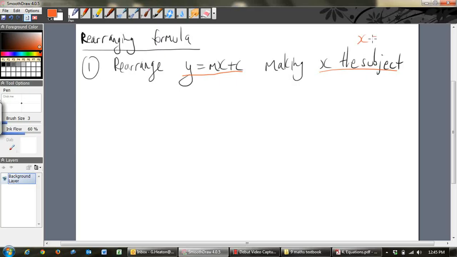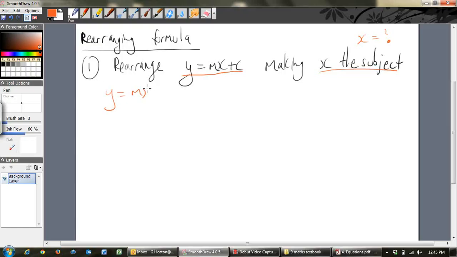We want to know what x is equal to. At the moment we know what y is equal to, but let's rearrange it so that we've got x equals. You'll notice we've got no numbers here, we've got all letters, but don't freak out. All you need to do is keep applying the same rules as before. Let's go through it one step at a time.